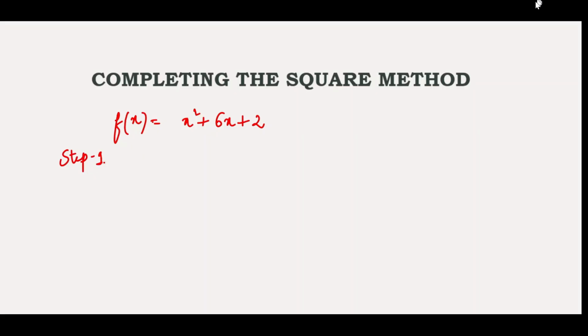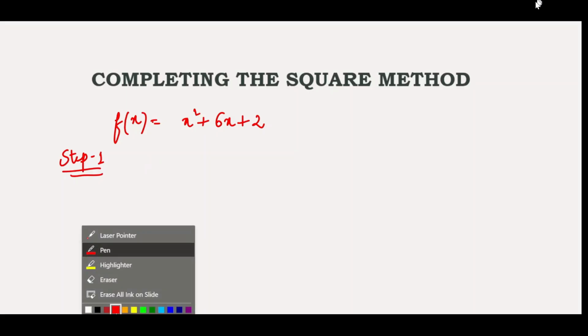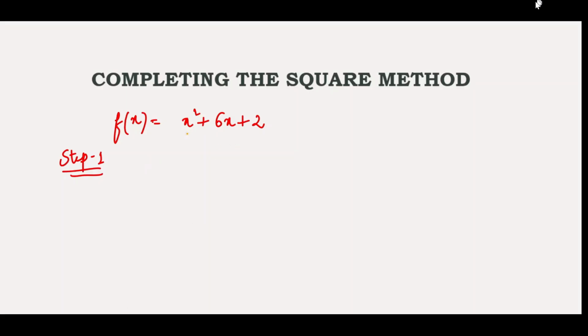The first step is to focus on the first two terms. So what are the first two terms? The first two terms are x squared plus 6x. We'll try to convert the first two terms into a perfect square. What is a perfect square? We'll try to convert it into this form: (x plus p) whole squared. So the first step is to focus on the first two terms.